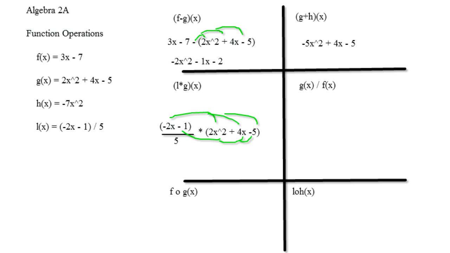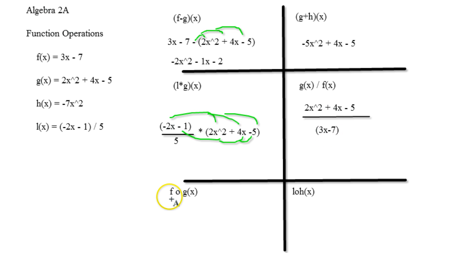Alright, now g of x divided by f of x, you guessed it, just do some division. So we have 2x squared plus 4x minus 5 on top, and then g of x divided by f of x is going to be the 3x minus 7 on the bottom. As you can see, I can't really factor the top to get something nice, so I can just leave this as this. This has already been worked out.